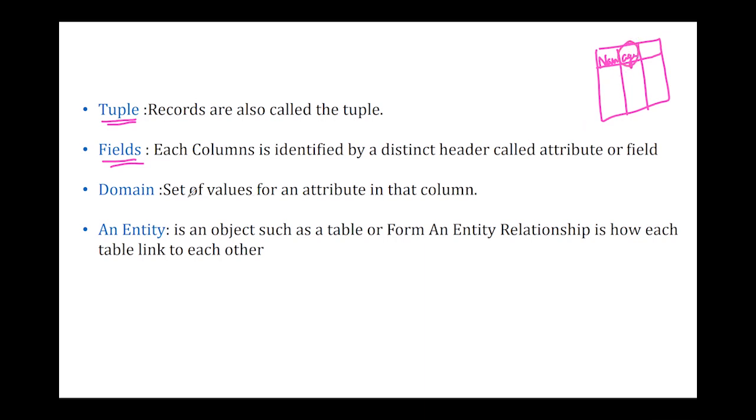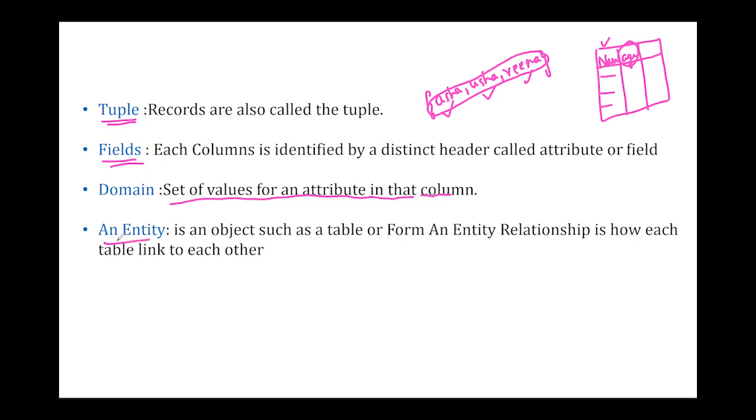Now, what is a domain? Domain is a set of values for an attribute in that column. So what do you mean by that? For example, name. If I have students called Asha, Usha, Reena, these are the only 3 students I have in my class. So the values in these records have to be any one of them, isn't it? So this becomes the domain of that particular attribute. This becomes the domain of the name attribute. That is the set of values for an attribute in that column.